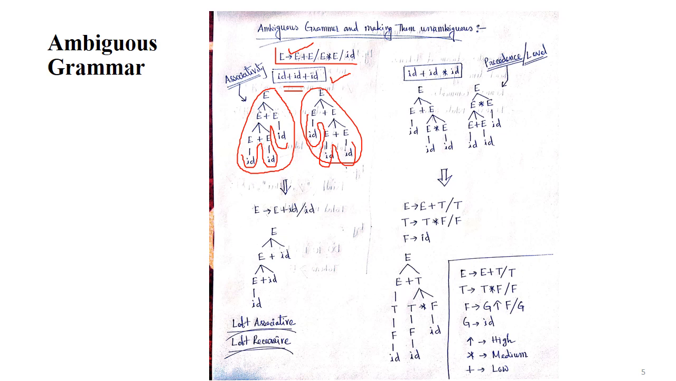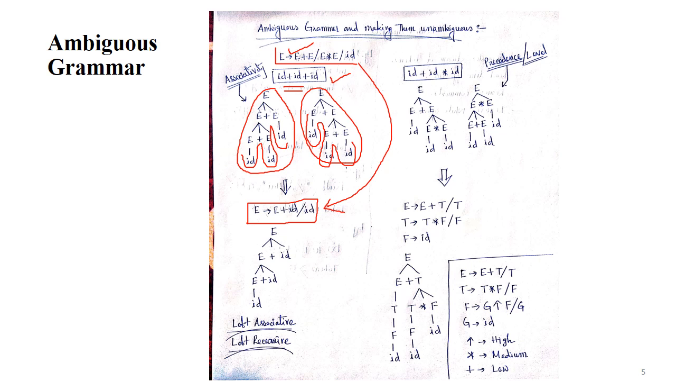How can we define ambiguity? If we can generate more than one parse tree for the same input string, then we can declare that grammar is ambiguous. Now the question comes, how can we remove that ambiguity from an ambiguous grammar? Let's say I converted the above grammar into this form. This is my modified grammar now.